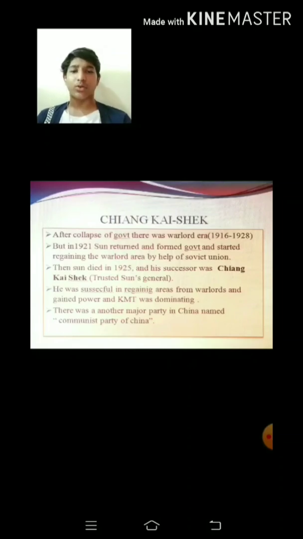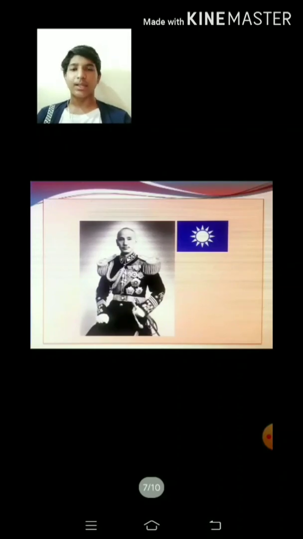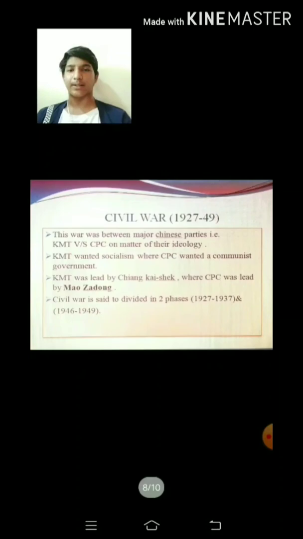and the KMT was dominating. As he was successful in completing the dream of Dr. Sun Yat-sen and was gaining all the warlord areas, that's why the KMT was dominating. There was another major party in China about whom we should know, which is the Communist Party of China or CPC. Here we can see the image of Chiang Kai-shek and the flag of the KMT party.